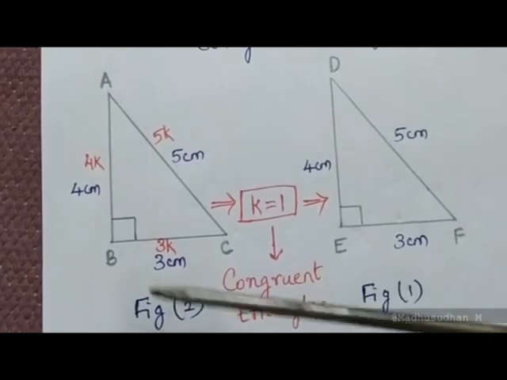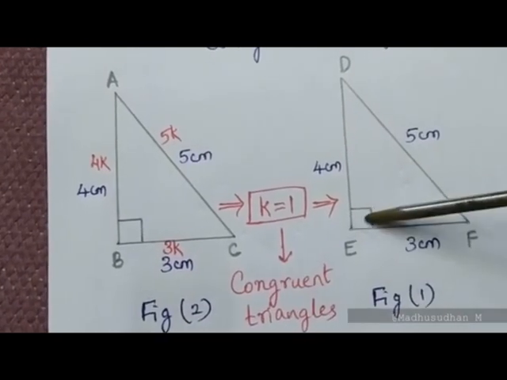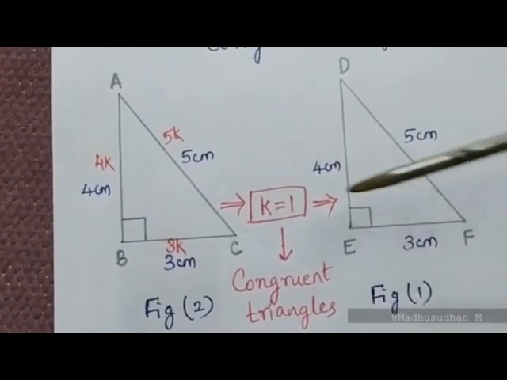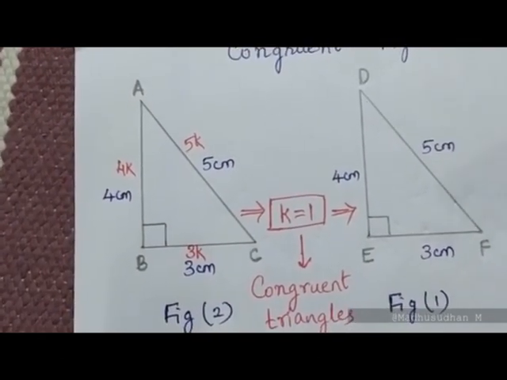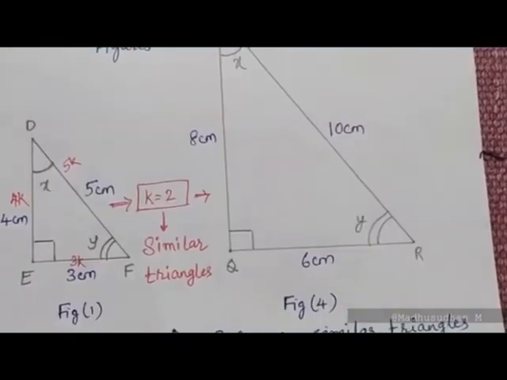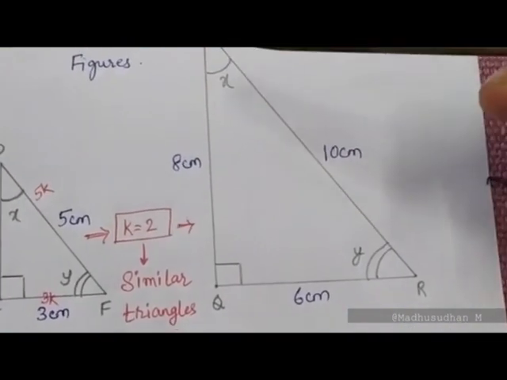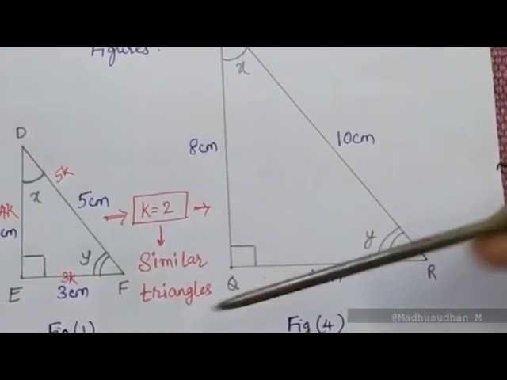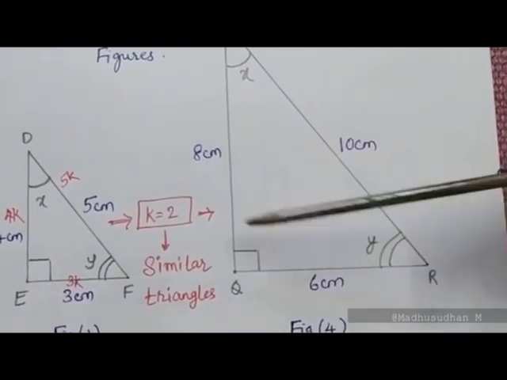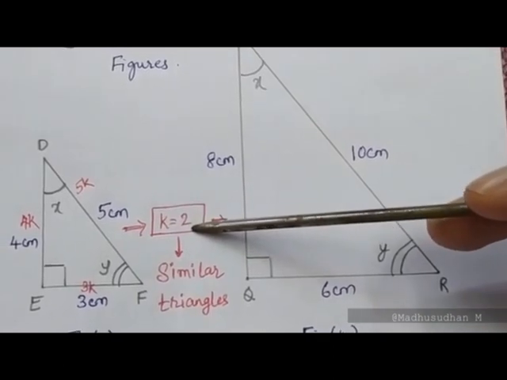So if I say BC is congruent to FE, I shall go wrong. If I say CA corresponds to DF, I shall go wrong. And this is one very important point. So now with the similar figures here, as you are observing these two right angled triangles, figure 1 and figure 4, it is very clearly mentioned K is equal to 2 here.